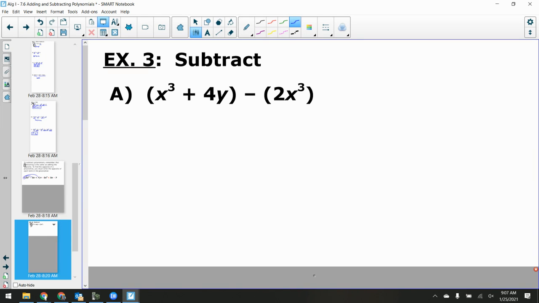If I just distribute into this monomial, the first stays the same. Remember, never change the first polynomial. This just turns into a minus 2x to the third, because there's only one thing to distribute it into. It's positive inside parentheses, so it becomes negative on the outside. All right, x to the third and negative 2x to the third.